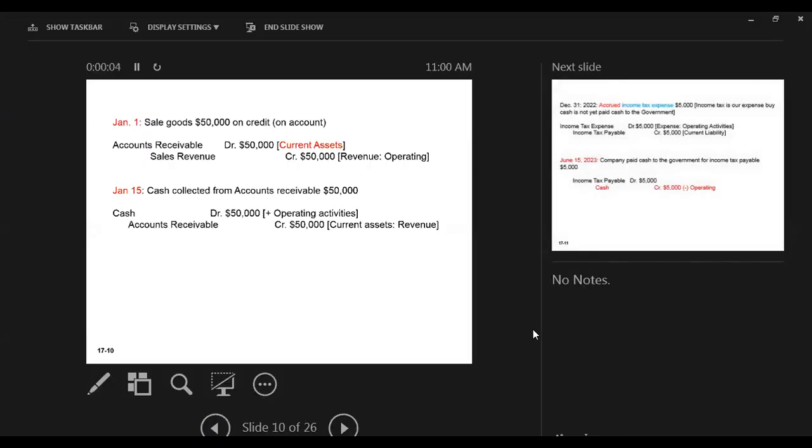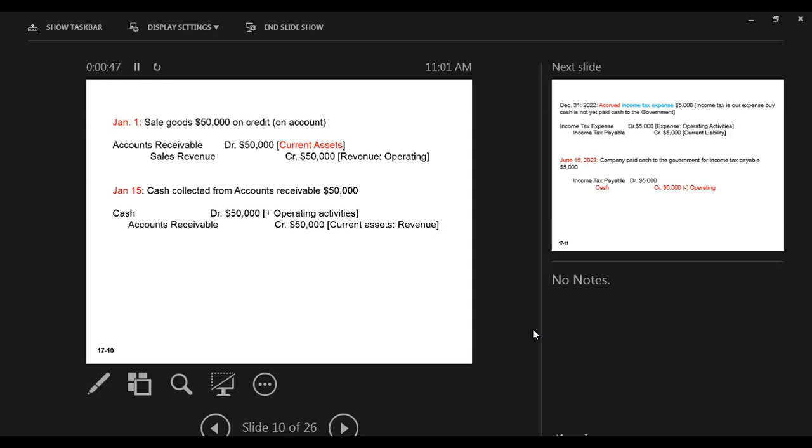January 1st and January 15. According to accrual basis, January 1st is the revenue, right? Why? Because we provide service or we sell our goods. But according to cash basis, January 1st is not the revenue. Do you understand? According to cash basis, when will the company record revenue? The company will record revenue on January 15. Why? Because the company received cash on January 15.